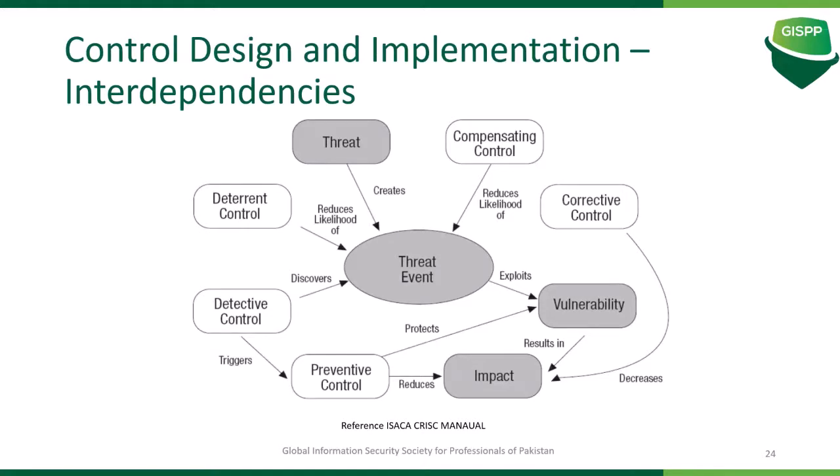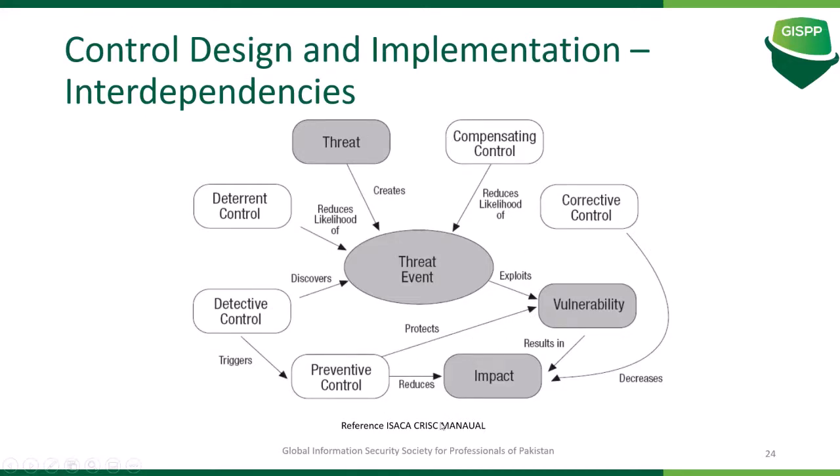And, for example, a detective control: if a control detects that a vulnerability is exploited and the attack has happened, it cannot reduce the attack, it is just detecting it. So how it works is that the detective control discovers the threat event, right? It triggers the preventive control. So this is a very good picture.